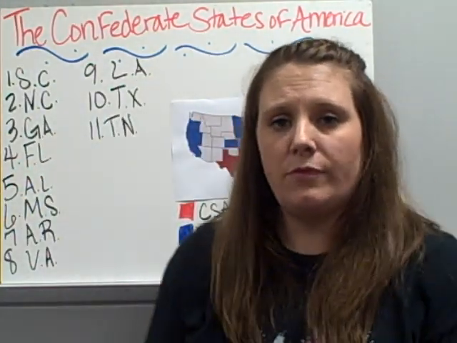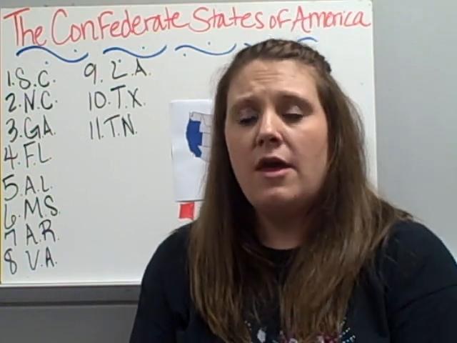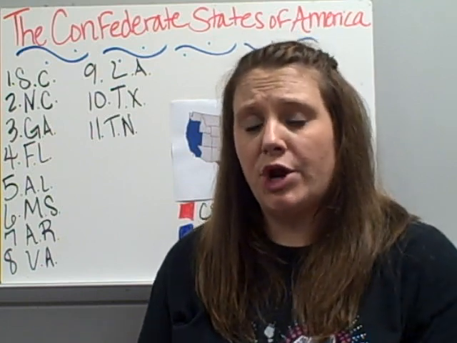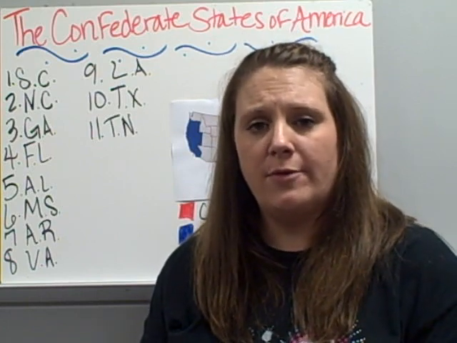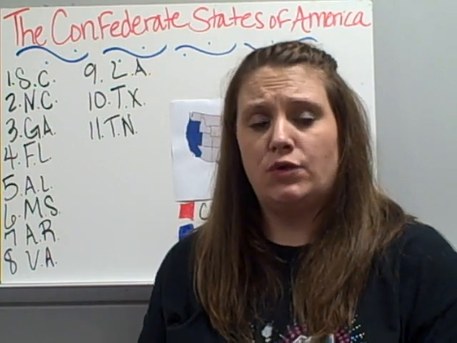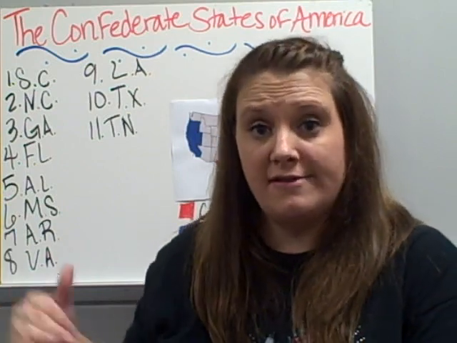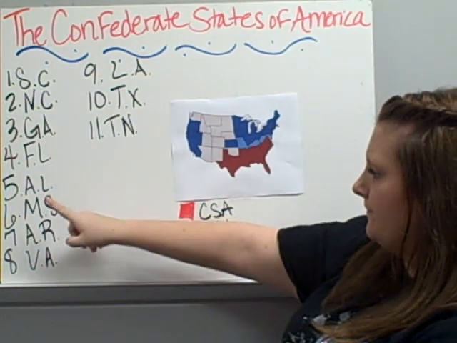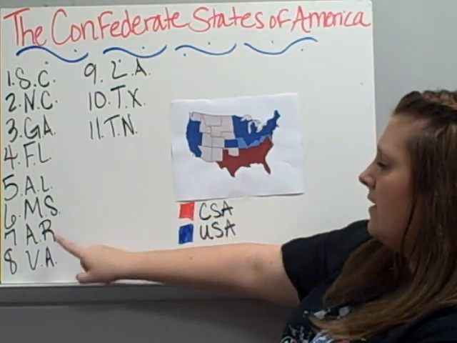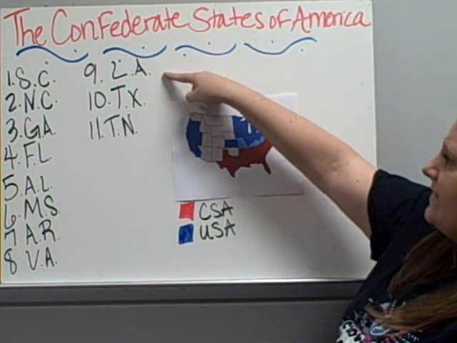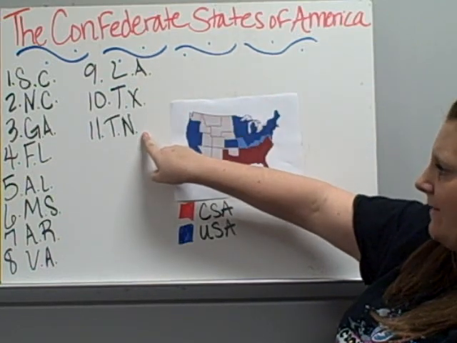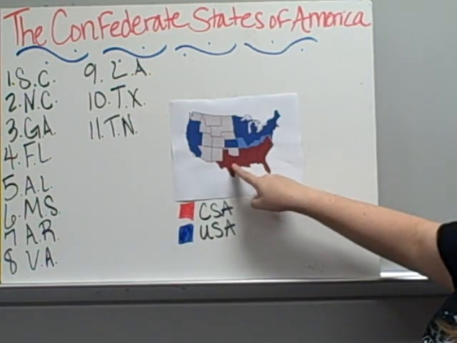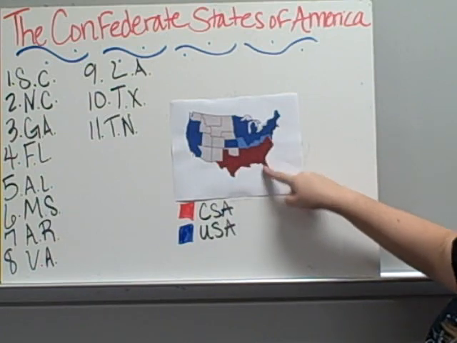Okay, so who were the Confederate States of America? Well, by the time the war had started and was in full force, there were 11 states that had formally withdrawn from the Union and joined the Confederate States of America. And they were in this order: South Carolina, North Carolina, Georgia, Florida, Alabama, Mississippi, Arkansas, Virginia, Louisiana, Texas, and Tennessee. By the time Tennessee had withdrawn, we had 11 states which formed the CSA, as you can see on this map.